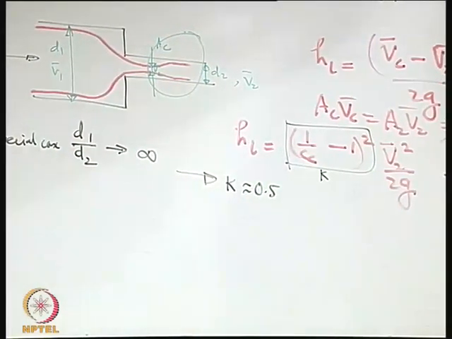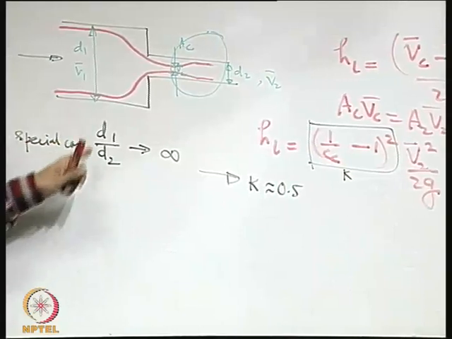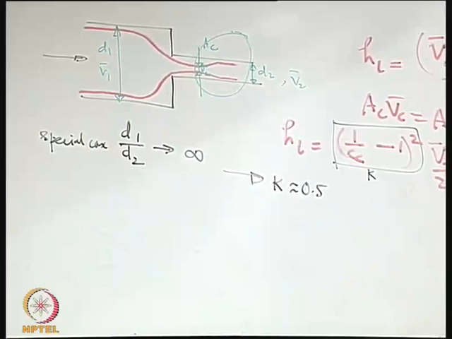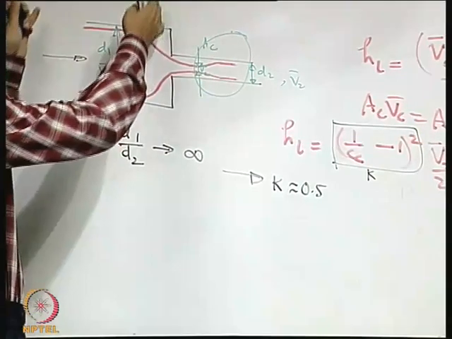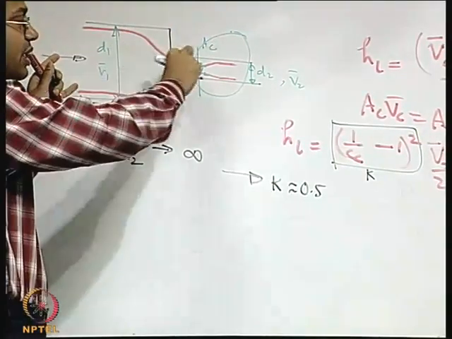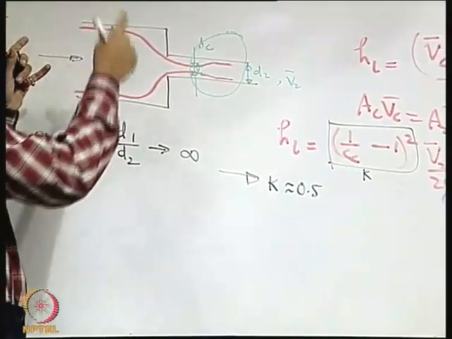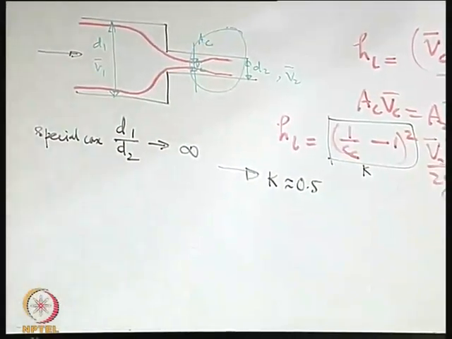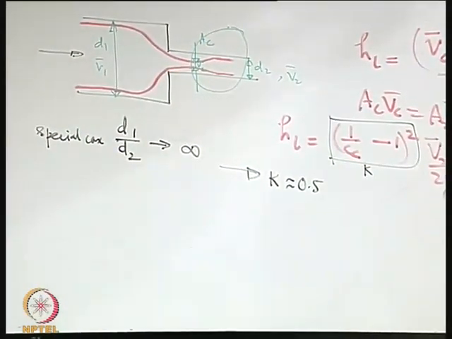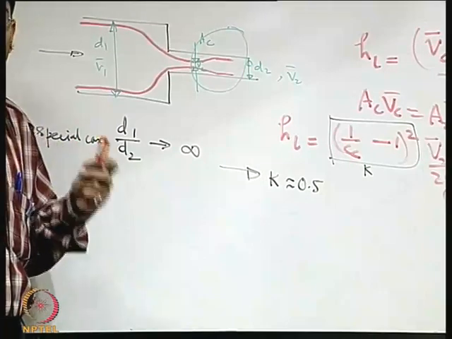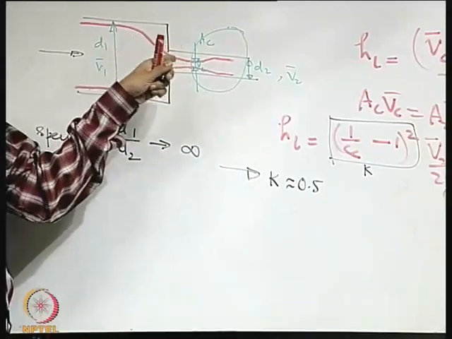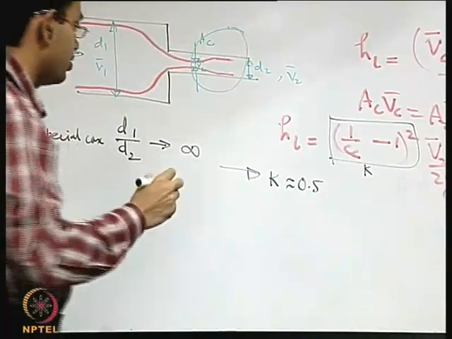So this case, D1 by D2 tends to infinity, what does it show? It represents an equivalent situation where there is a reservoir from which fluid is entering a pipe, where the reservoir size is much larger than the diameter of the pipe. In that case this loss is known as entry loss, because we have discussed an exit loss. Entry and exit are always relative to the pipe. Here the fluid is entering the pipe from a larger reservoir. So this is known as entry loss.